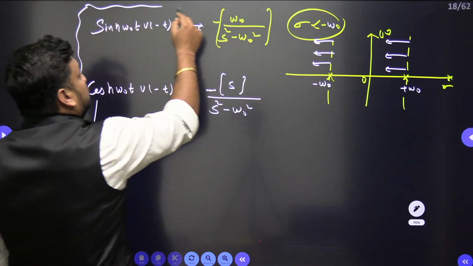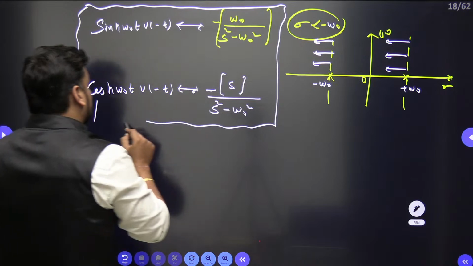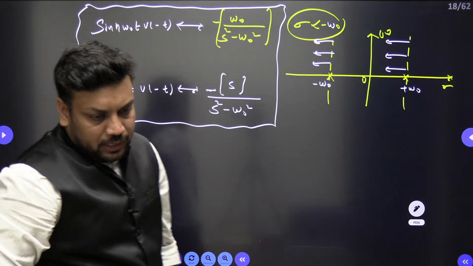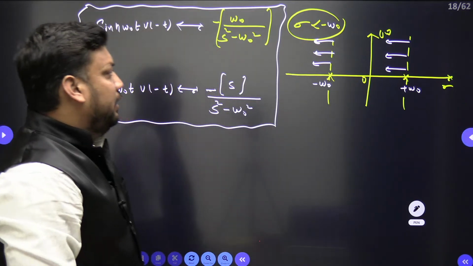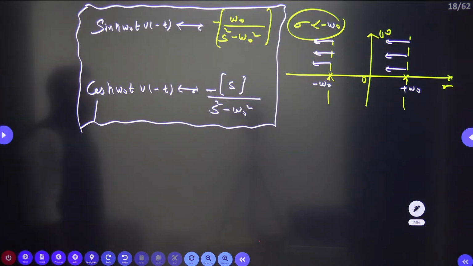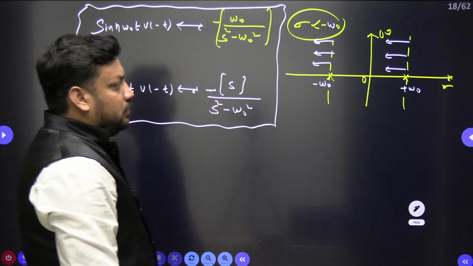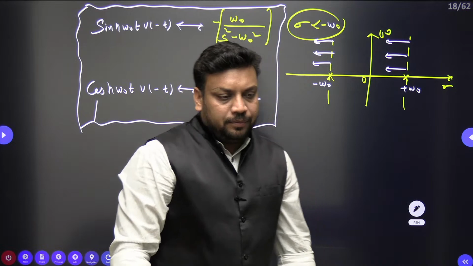I hope this result is also clear to you, because if you know the sine result you can easily compare for cos. Do you guys agree with me, beta? I hope this part is also clear. Shall we go for next?